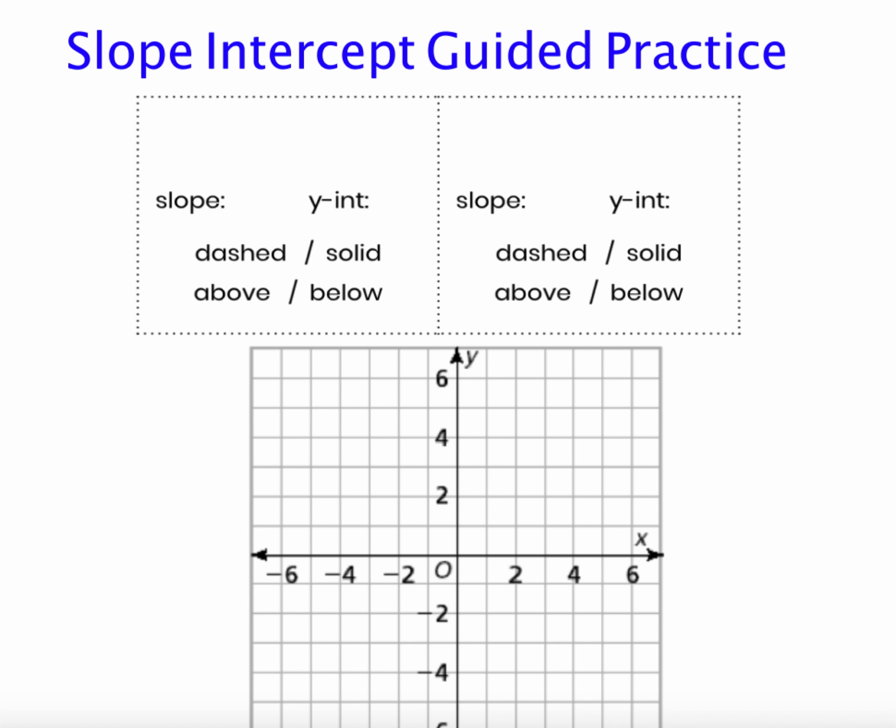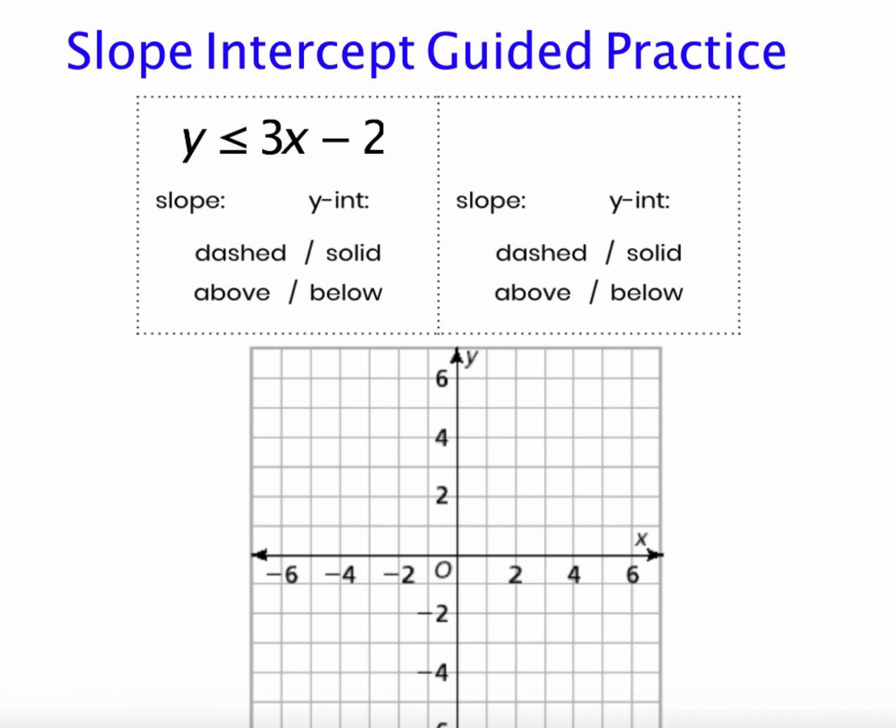So on your paper, there's a part that's marked slope-intercept guided practice, and I'm going to give you one inequality at a time. So y is less than or equal to 3x minus 2. I want you to graph this inequality on your paper, indicating the slope, y-intercept, dashed or solid, above or below. And I would like you to press pause while you do that and then come back and check your work.